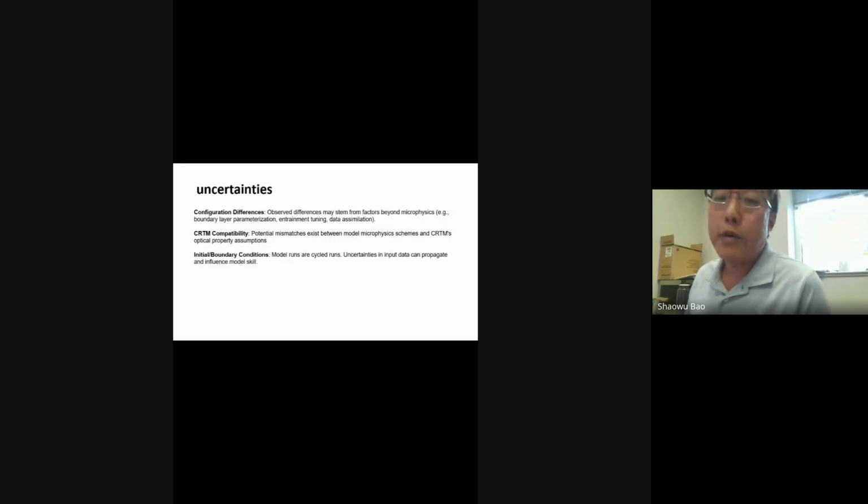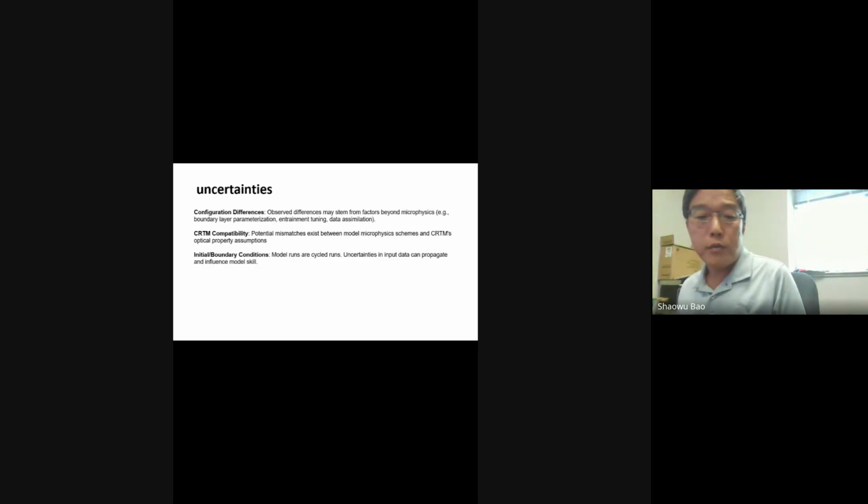And I want to mention some uncertainties in this study. First is the configuration difference between HAFS A and B. The major difference is the microphysics, but there are some other differences. For example, the boundary layer scheme and the data assimilation and the entrainment tuning between HAFS A and HAFS B. So they are not entirely the same besides the two microphysics schemes.